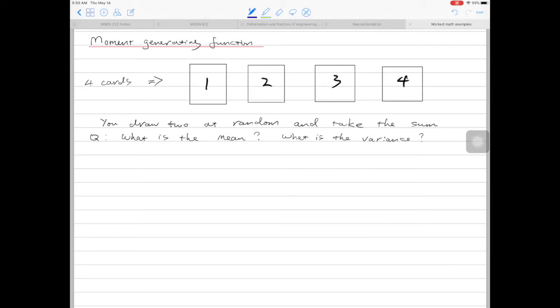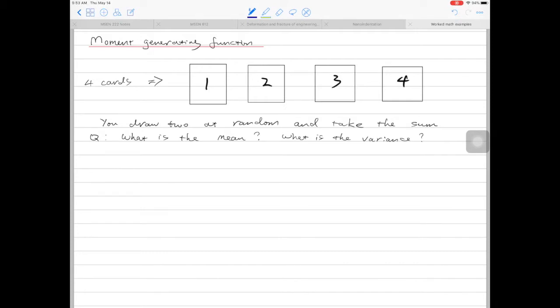In the previous video, we mentioned the mean of the data is also called the first moment. The variance of the data is also called the second moment. In this video, we'll introduce the moment generating function and show you one example how to use the moment generating function to calculate the mean and the variance of a data set.